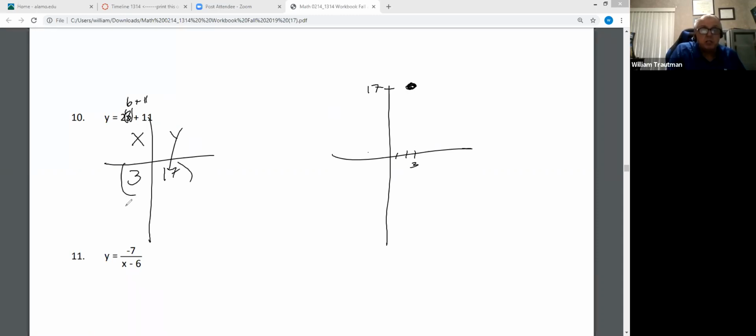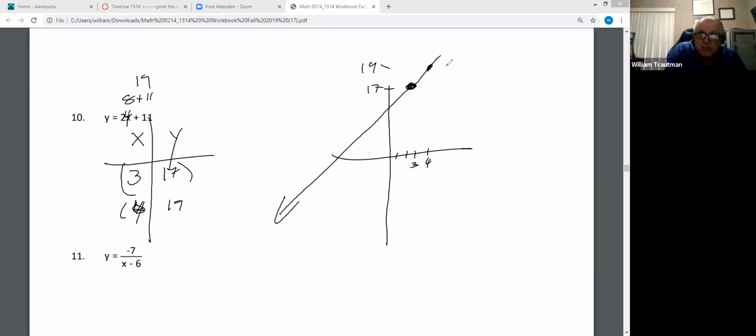Somebody yell out another number. 4. Let's do something easy like 0. Come on, people. But 4 is fine. I don't want to get too crazy. Yeah, I know. Let's do 4 then. 2 times 4 is 8. 8 plus 11 is 19. If I plug 4 into this function, I get 19. 4 and 19 would be right here. So if I connect these dots, this is my graph. It's a straight line. It's a linear equation.